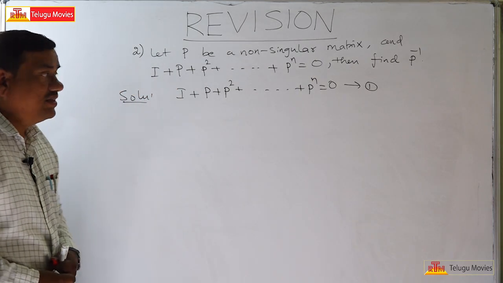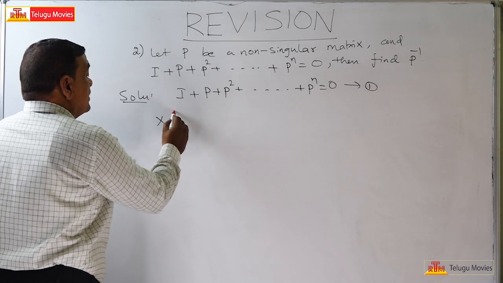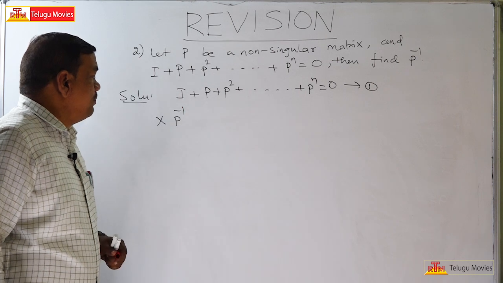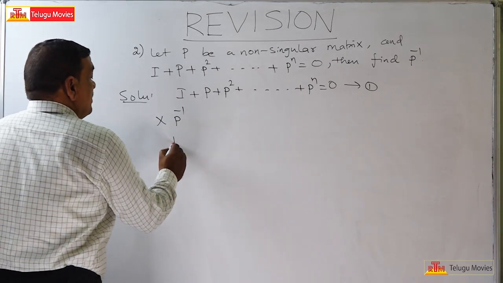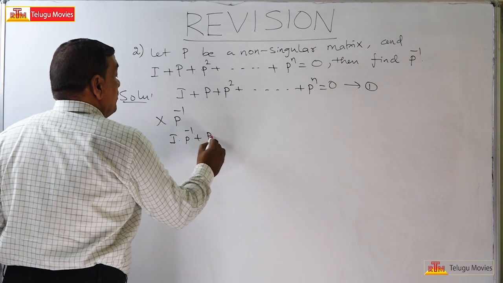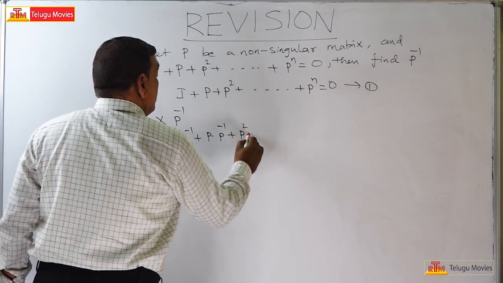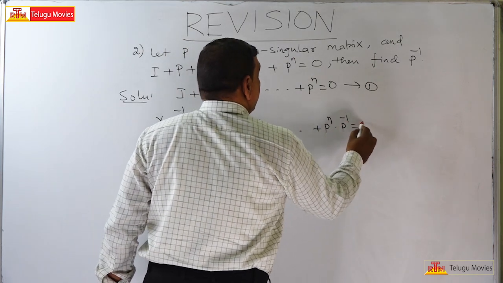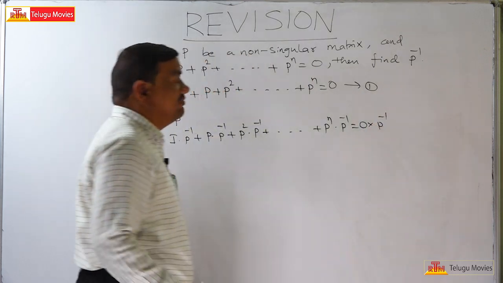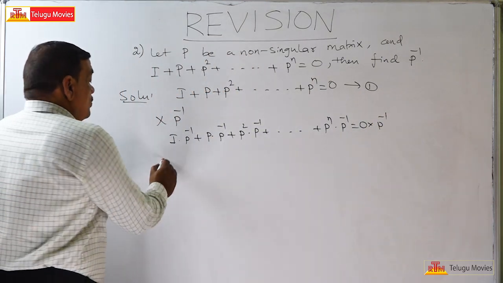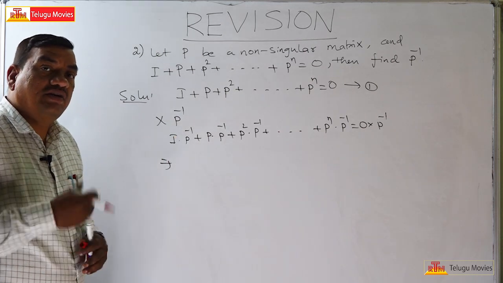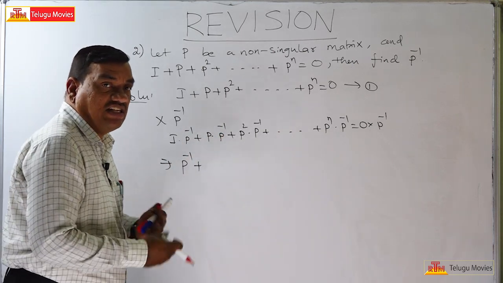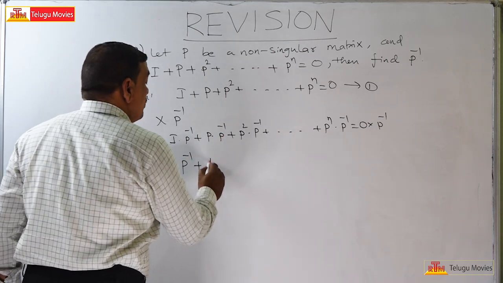Let us multiply with P inverse on both sides. I into P inverse, P into P inverse, P square into P inverse, so on, P power n into P inverse, 0 into P inverse. So we know that identity matrix into P inverse is P inverse only. P into P inverse, a matrix and its multiplicative inverse, both lead to the identity matrix.